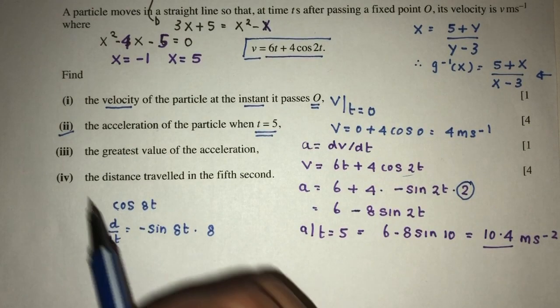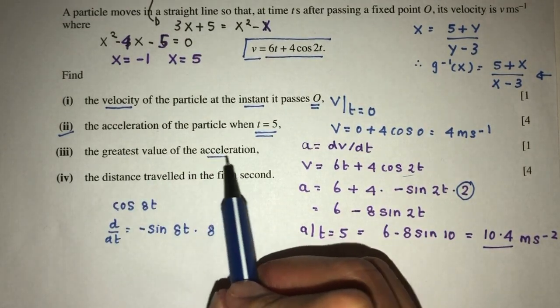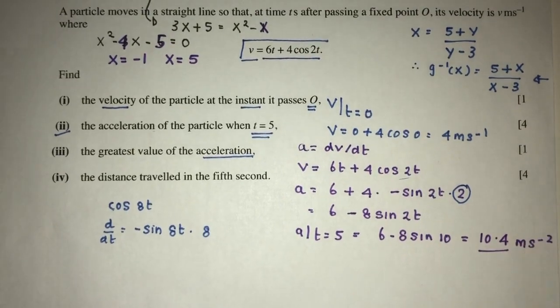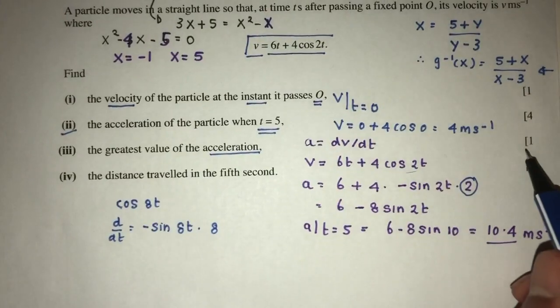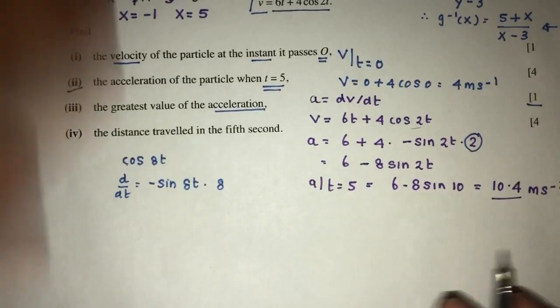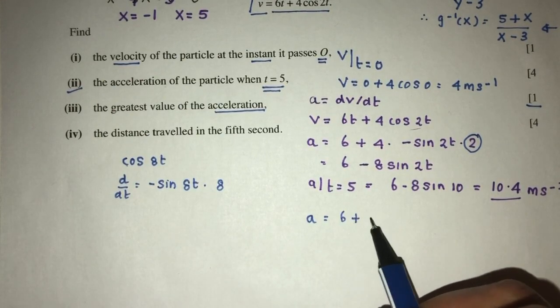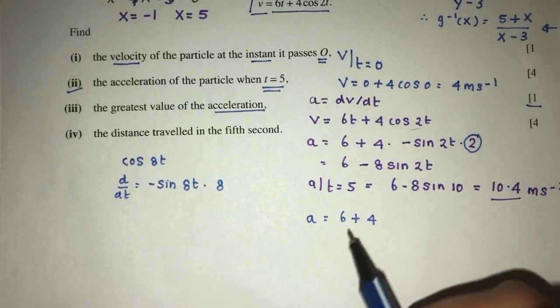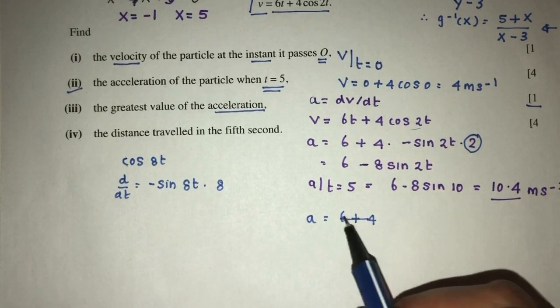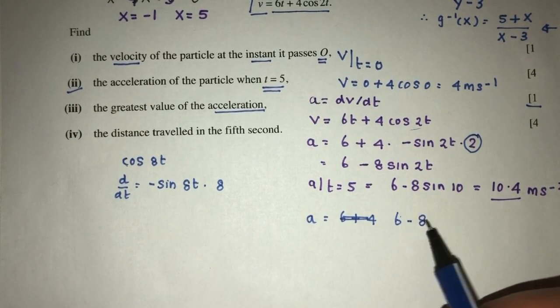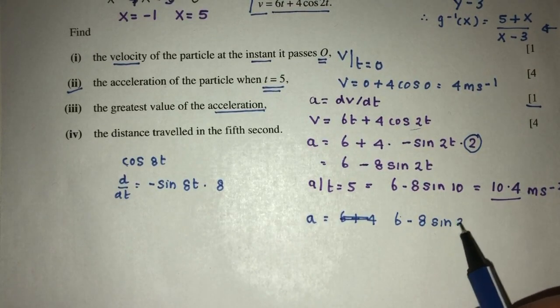Now for part 3, we have to find the greatest value of the acceleration. Now let's look at the equation. This one is only 1 mark, so it should be pretty simple, right? If you look at the equation for acceleration, we have a equal to 6 minus 8 sine 2t.